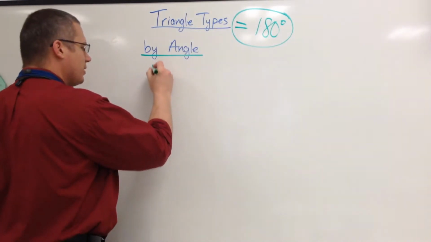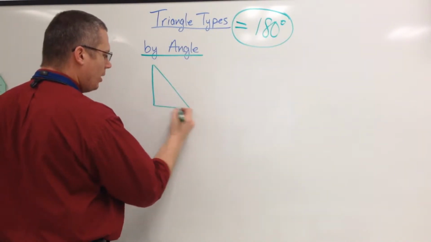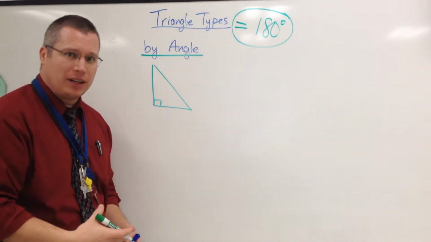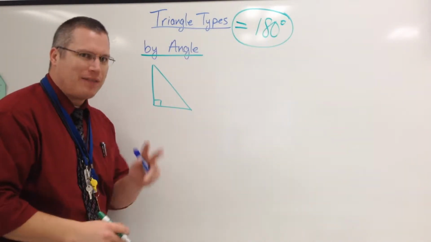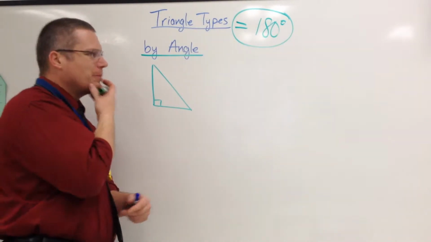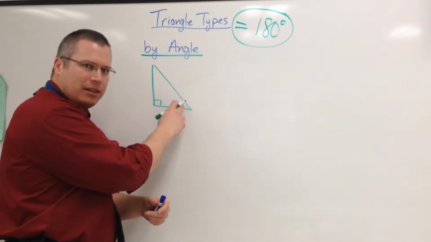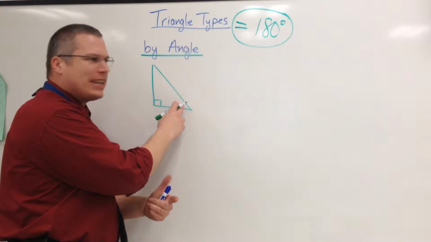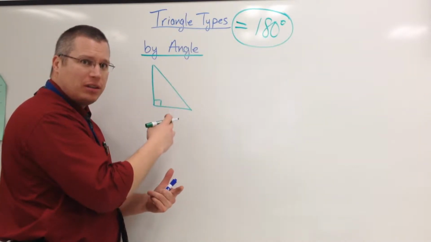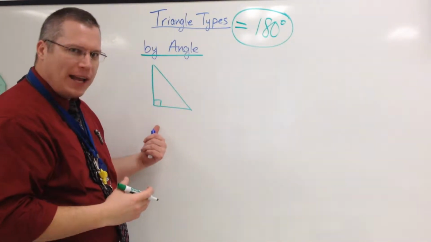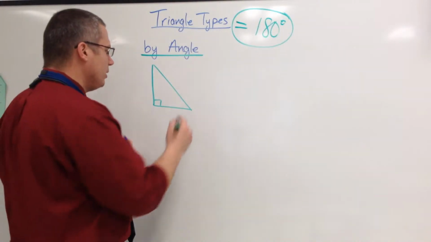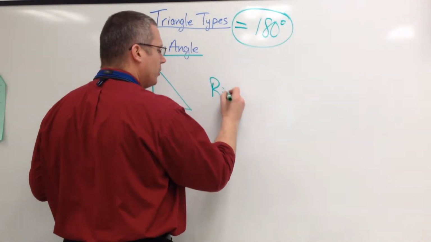Let's start with the easiest. If your triangle has a right angle in it, is it possible to have another right angle in it? Well, here's a 90. If I have another 90, well, that would be 180, so that means I can't even have any other angle. So if you have a triangle with a right angle in it, that's it. This is a right triangle.